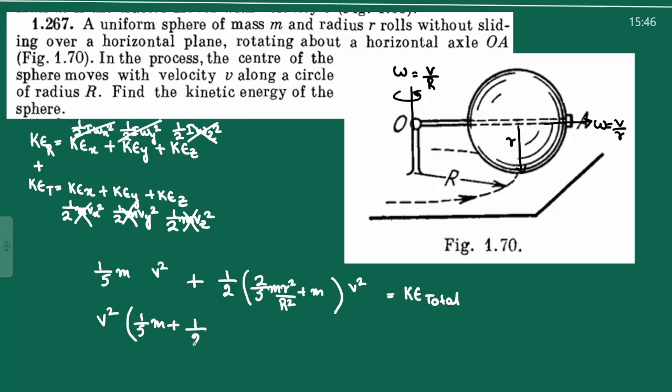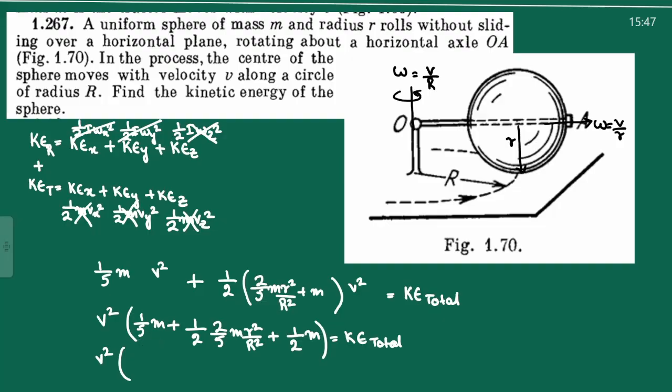plus half into 2 by 5 m small r square divided by capital R square plus half m. Understood? Is equal to total kinetic energy. Now this 1 by 2m plus 1 by 5m. What is 1 by 5 plus 1 by 2? It is nothing but 7 by 10. If you take LCM, this thing will turn out to be 7 by 10.